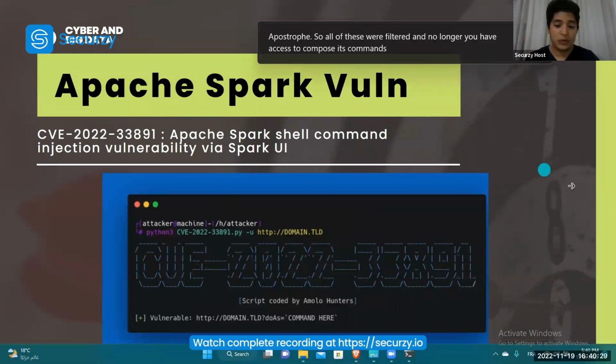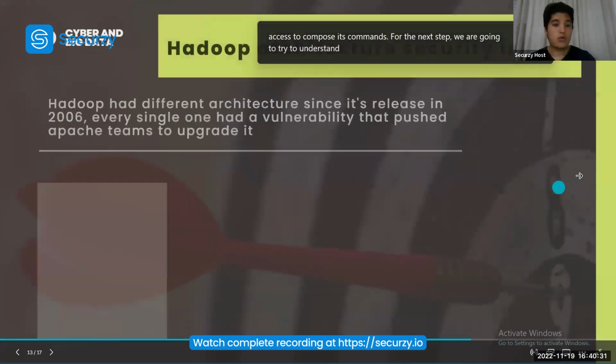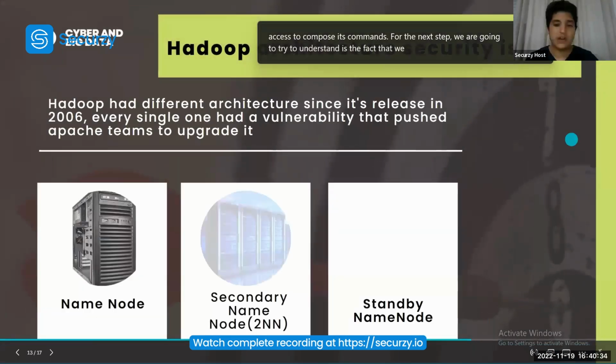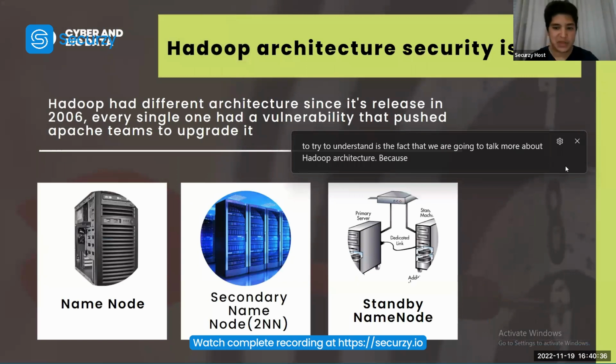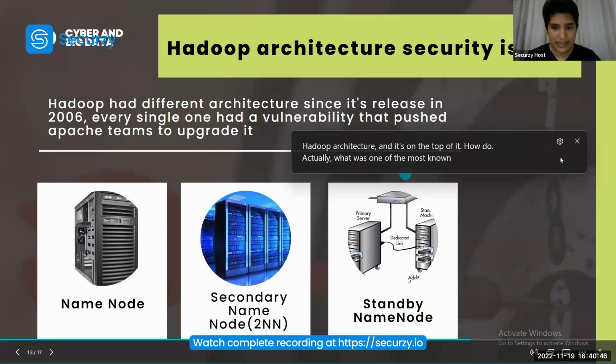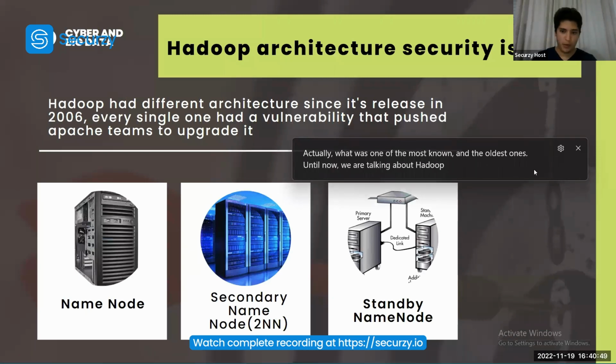For the next step, we are going to talk more about Hadoop architecture. Because actually, Apache Spark is based on Hadoop architecture, and it's on top of it. Hadoop architecture, which was one of the best known and the oldest ones, until now we are talking about Hadoop architectures everywhere. Hadoop architectures are also known as master-slave or master-worker architecture. Hadoop has had different architectures since its release in 2006. Every single one had a vulnerability that pushed Apache teams to upgrade it.